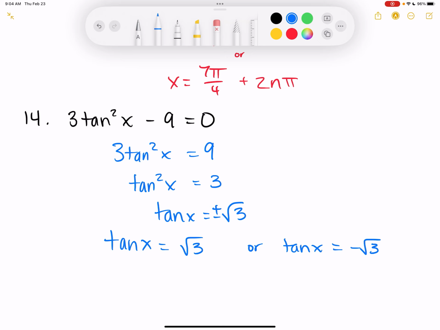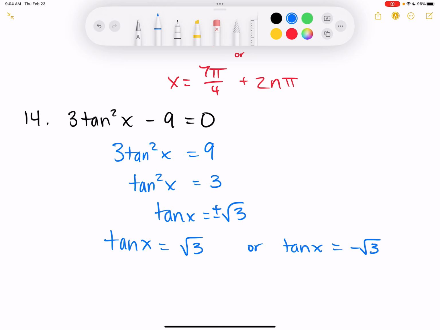Because when we go to do it, it's going to be in two places 180 degrees apart that you get the same value. That's what I was trying to explain earlier, and I wasn't explaining it very well. But there are two places on the unit circle where tangent is positive square root of 3, and two places that it is minus the square root of 3. And they happen to be 180 degrees apart from each other.